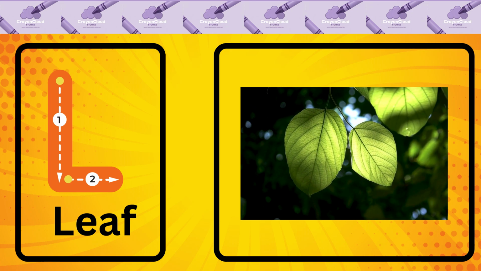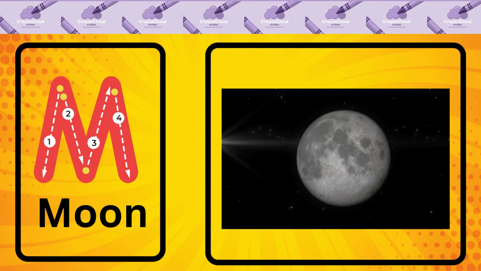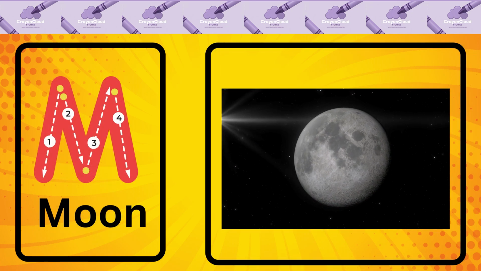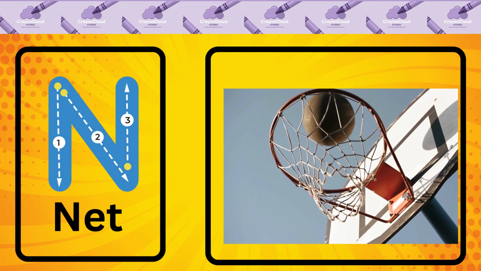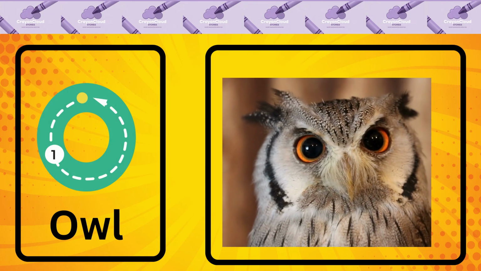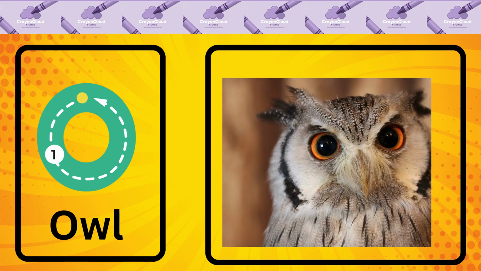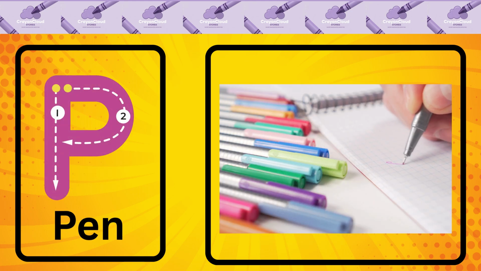L is for leaf, leaf. M is for moon, moon. N is for net, net. O is for owl, owl. P is for pen, pen.